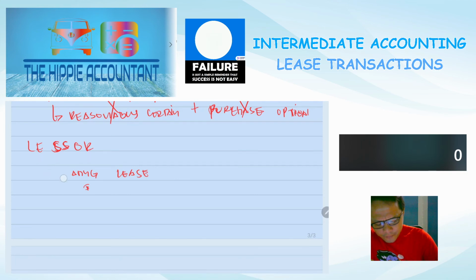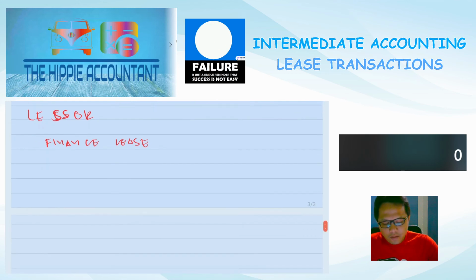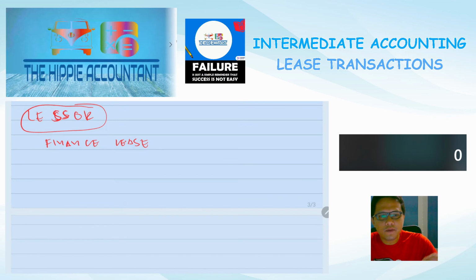Yung medyo komplikado is that, what if finance lease pasok sa mga criteria? There is a substantial transfer of ownership to the lessor. Now, sa finance lease naman, on the side of the lessor ngayon, there are two types of finance lease. Okay, sa lessor ha, there are two types of finance lease.